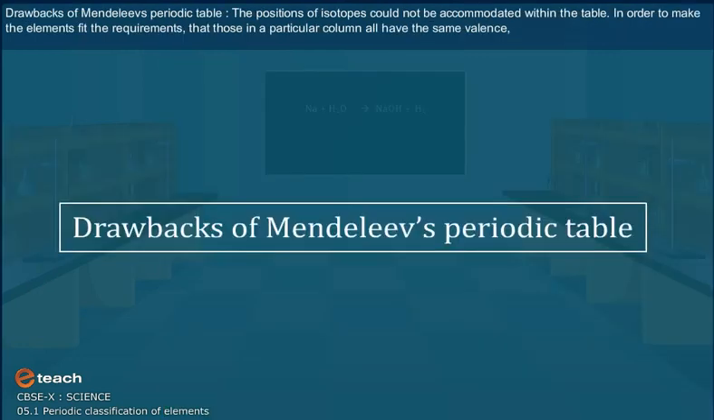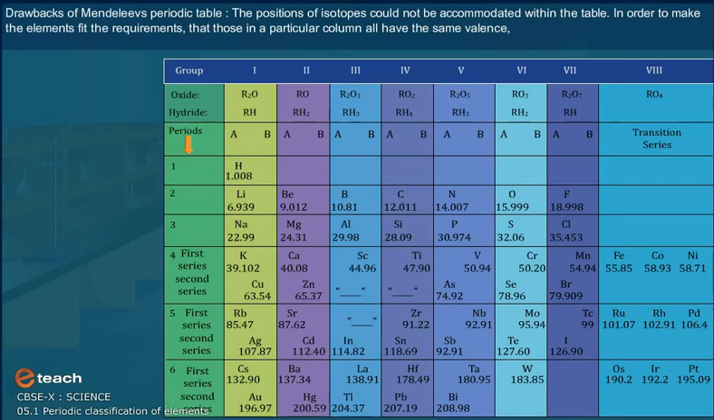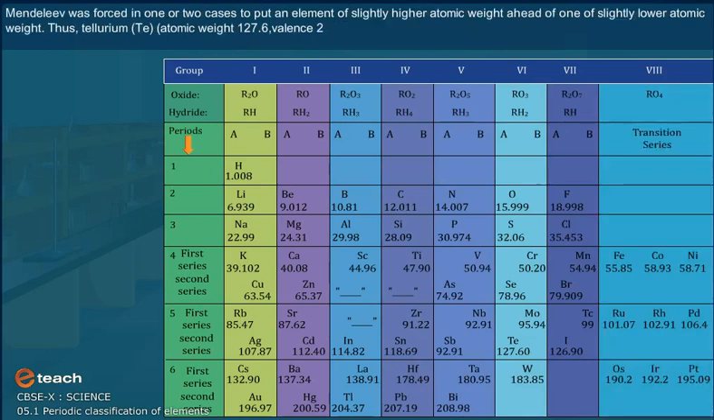Drawbacks of Mendeleev's periodic table. The position of isotopes could not be accommodated within the table. In order to make the elements fit the requirements that those in a particular column all have the same valency, Mendeleev was forced in one or two cases to put an element of slightly higher atomic weight ahead of one that is slightly lower in atomic weight.